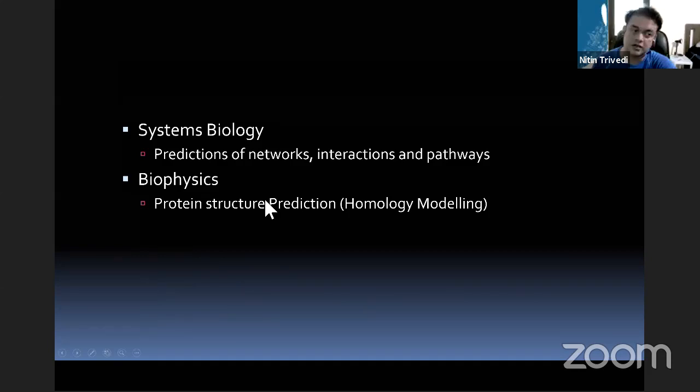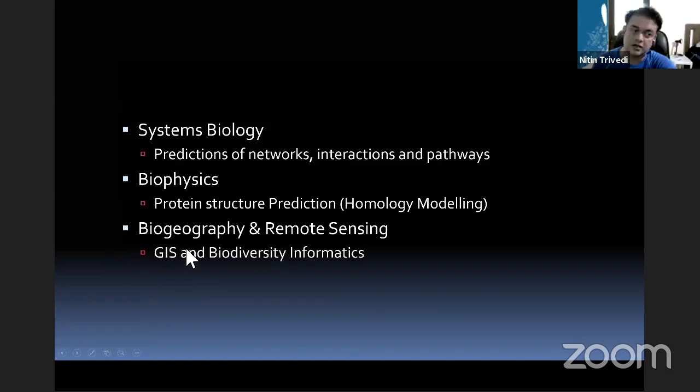And biogeography and remote sensing, you can use that in biogeography. There is basically the dispersal pattern of species. For example, how pine trees are dispersed all around the Himalayas. To study it, you don't really have to go there physically. You can simply download the data set from ISRO, the remote sensing database, and you can use GIS, Geographical Information System, and biodiversity informatics, and you can make inferences and publish the data without even visiting the Himalayas or Antarctic.